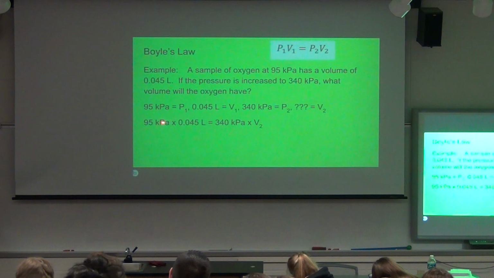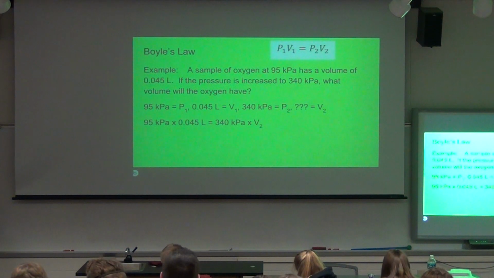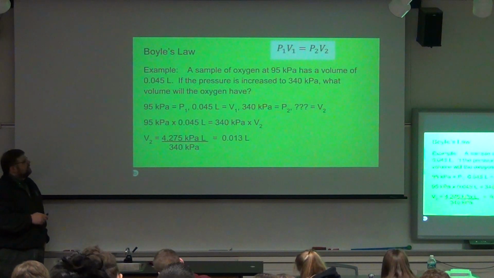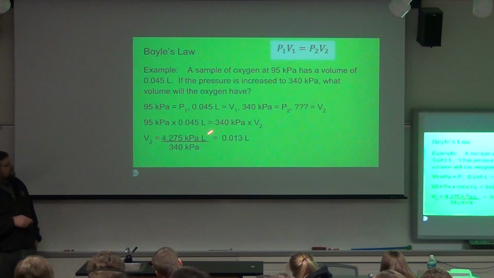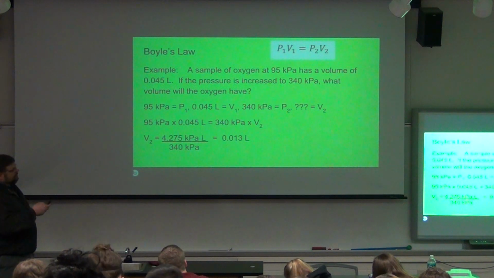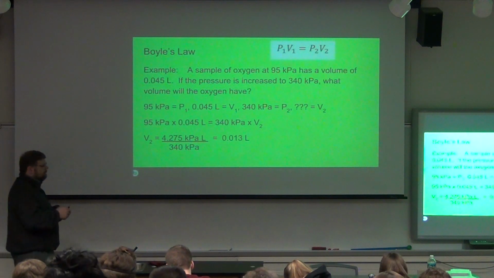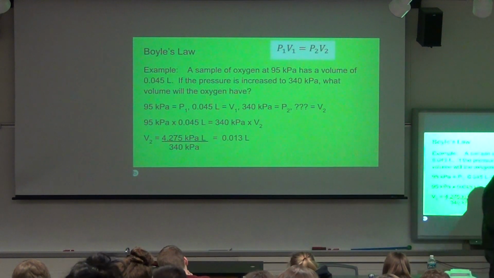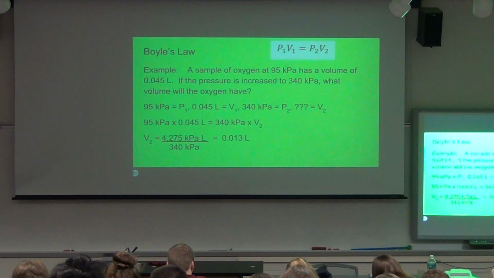So we plug those pieces of information in for our equation. So P1 times V1 equals P2 times V2. Then just use algebra and solve it. So 95 times 0.045, I divide by 340. My answer is 0.013 liters. Did it go down? Yeah, it did. Went from 0.045 to 0.013. My volume decreased. The equation works. Any questions about Boyles Law?